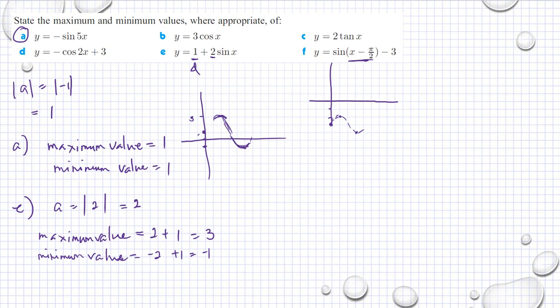So our maximum value here is equal to -3 plus 1, that is -2. The starting point plus the amplitude, our amplitude here is still 1. And the minimum value is equal to, we have -3 minus 1. We have -4, as you can see here in the sketch.